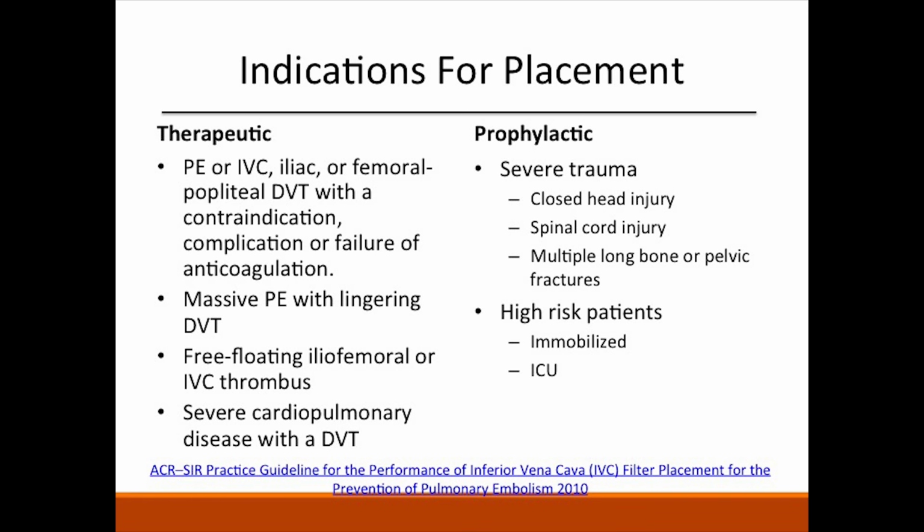Patients with a massive PE with a lingering DVT, a free-floating iliofemoral or IVC thrombus, or severe cardiopulmonary disease with a DVT. The prophylactic indications include patients with severe trauma, such as a closed head injury or spinal cord injury, or having multiple long bone or pelvic fractures, and high-risk patients, like those who are immobilized or stationed in the ICU.